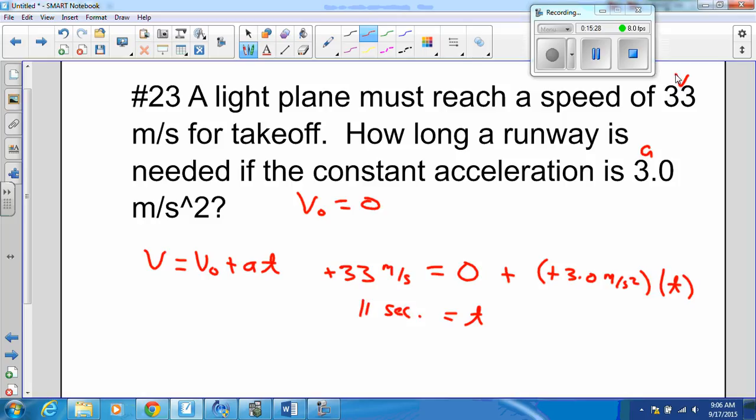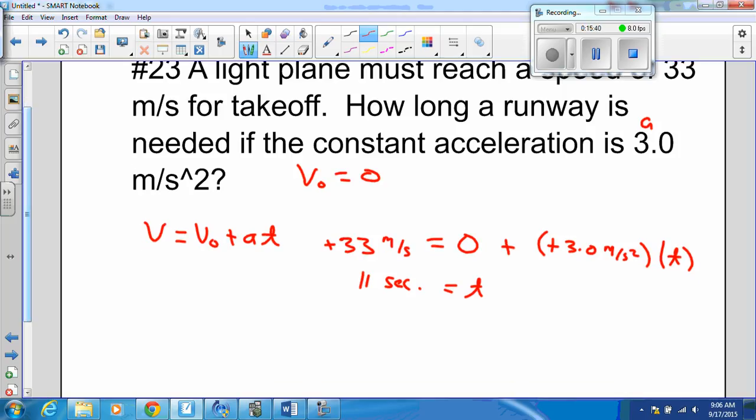Okay, so we got t equals 11 seconds, and I put a box around it and smile and move on to the next problem, right? No, why not? Bingo, I haven't answered the question yet. So how do I answer the question? Keep going.